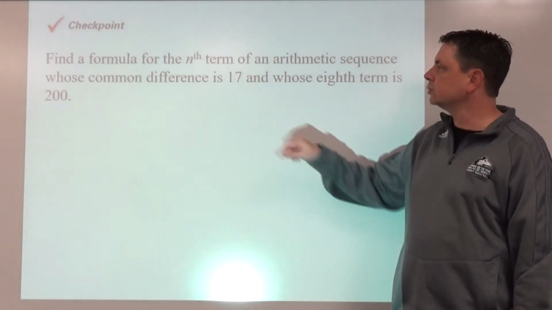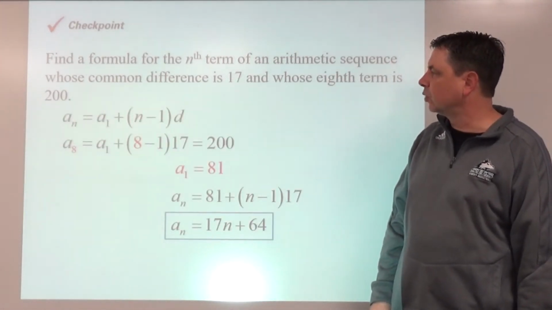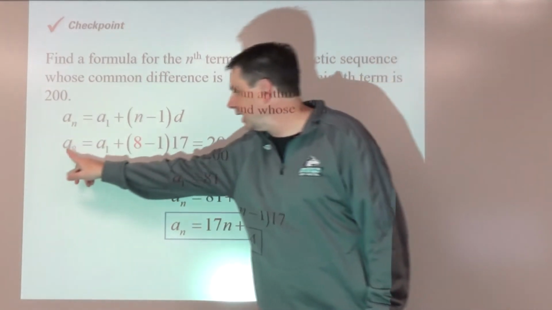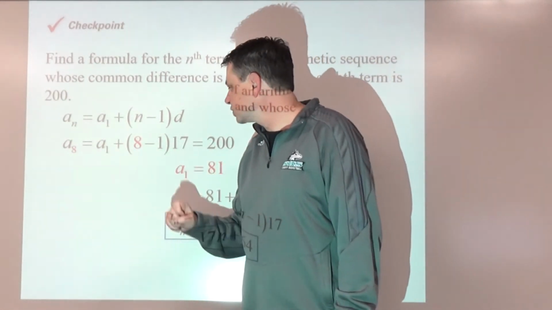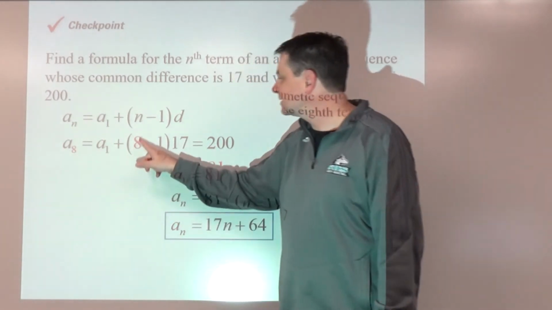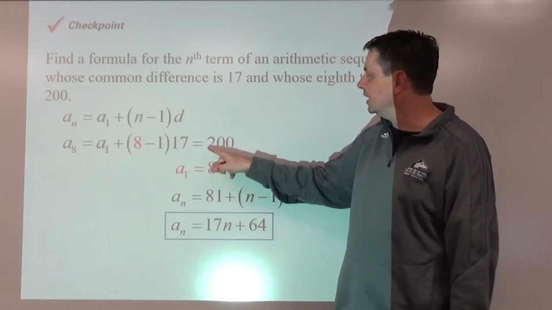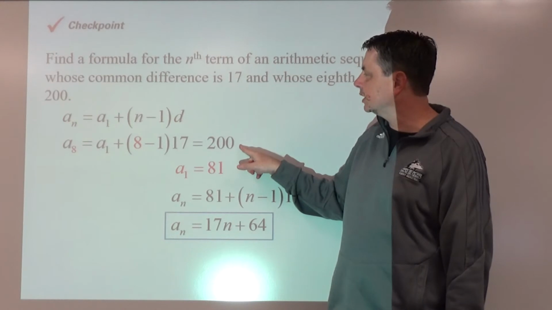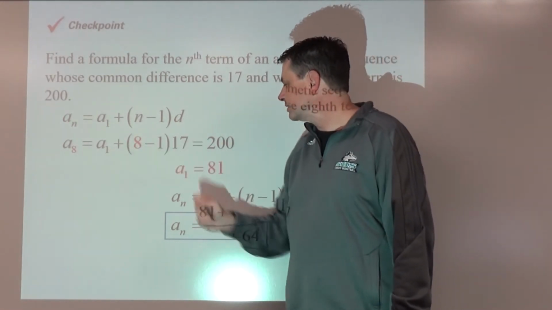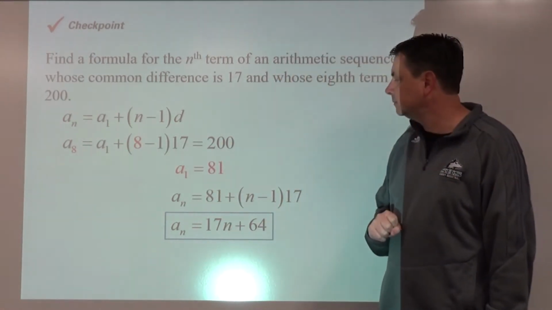All right, the 8th term should lead to the first term by the formula. So we'll start there. The 8th term is the first term, which is unknown, plus 8 minus 1 times 17. We know that's going to equal 200. And so we're going to solve for a sub 1. We get a sub 1 is 81.